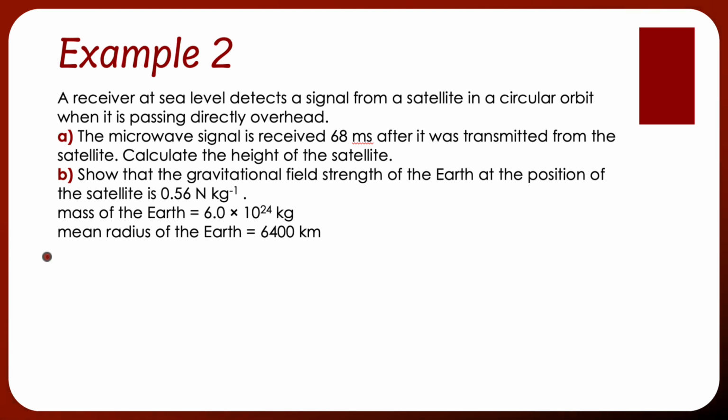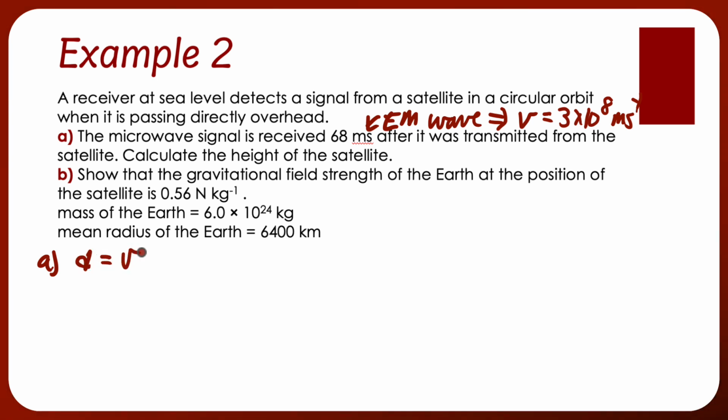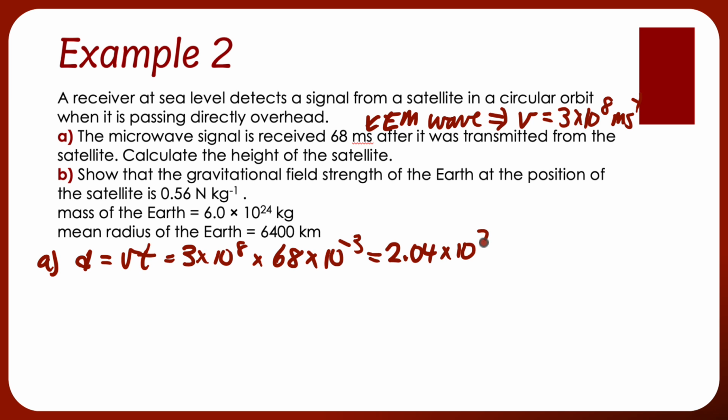Now these are microwaves. Remember, microwaves are EM waves. Why is that important? Well, we know that the speed is going to be 3 times 10 to the power 8 meters per second. So it's going to be traveling at a constant speed. If I'm looking for the height, it'll be just distance is velocity times time. 68 milliseconds is times 10 to the -3. And if I pick up my handy dandy calculator, I get 2.04 times 10 to the power 7 meters. And yes, I'm keeping an extra decimal place here just because I'm going to use it later.